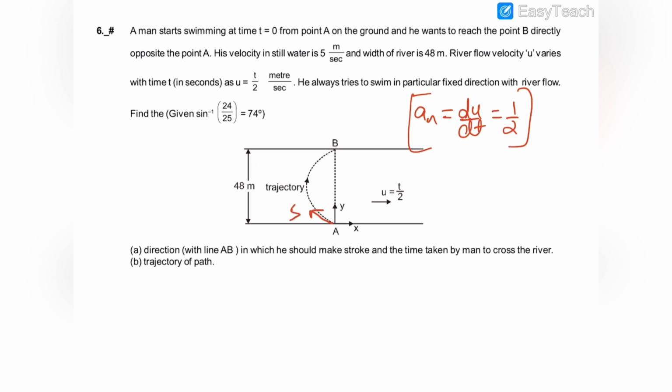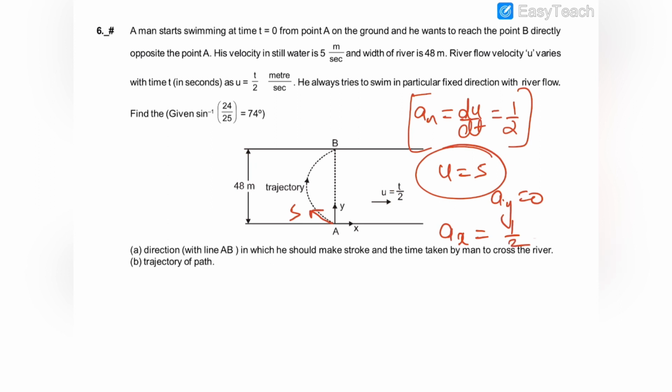So let us suppose that u is 5 initially, and in this case this is y, so ay would be 0 and ax will be equal to 1 by 2.